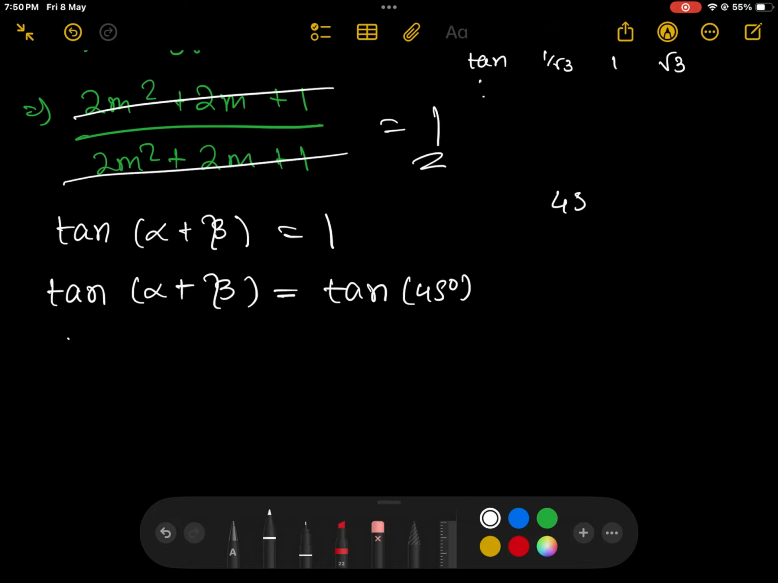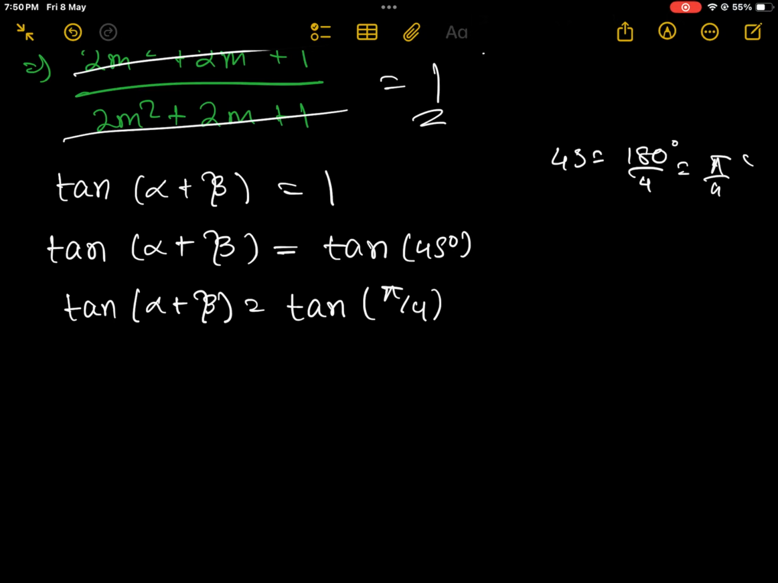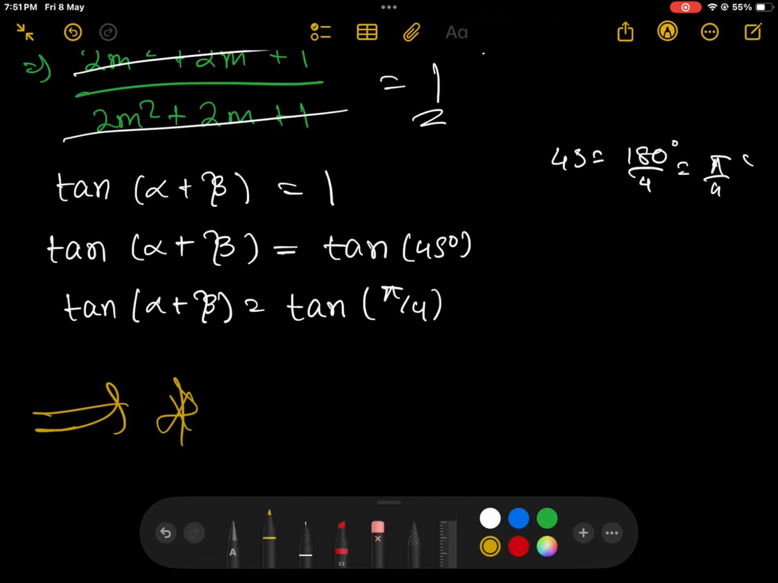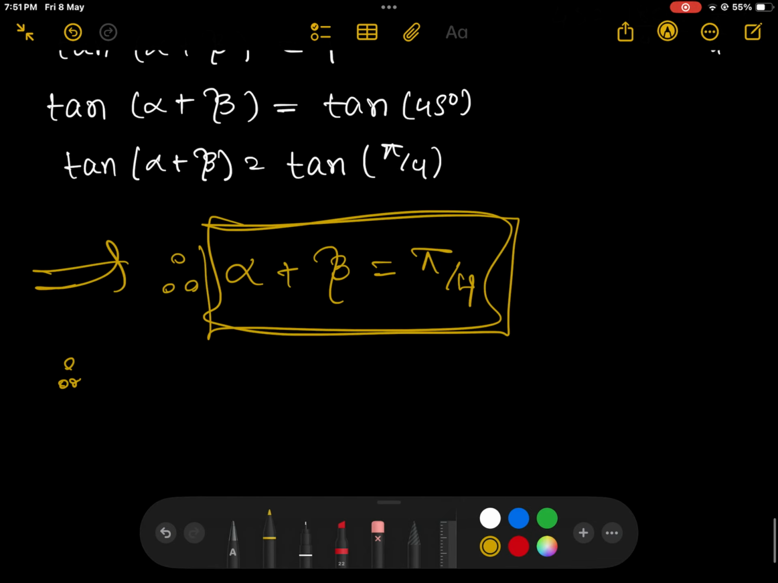Now we're going to convert that to radians because that's what they asked for. 180 by 4 is pi by 4. So tan (alpha plus beta) equals tan pi by 4. You can't exactly cut tan, but you can remove it. Just don't show the cutting, because that'll be wrong. So you get your answer: alpha plus beta equals pi by 4. Hence proven, or thus verified.